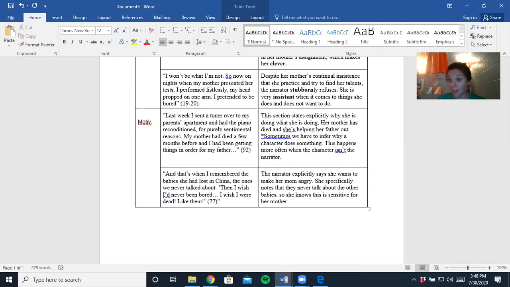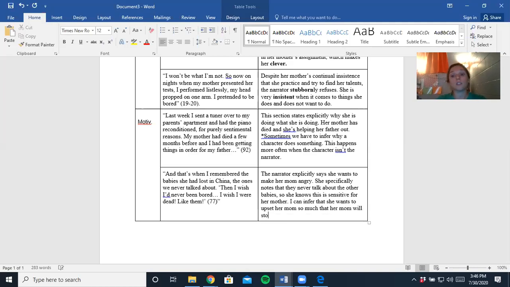she was embarrassed at the piano recital, and then she realized she had disappointed her mother. She thought she was done with piano, and then her mom wants her to go to piano. So I think, since we know she doesn't want to do piano anymore and she's arguing with her mother, I think I can infer that she wants to upset her mom so much that her mom will stop trying to get her to practice. She thinks she will make her mom give up.